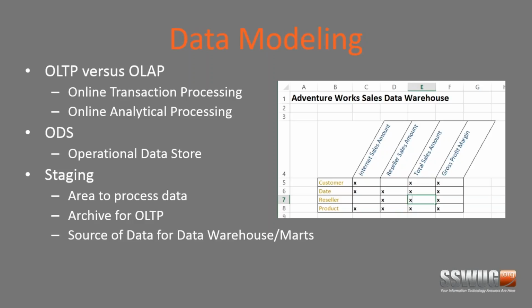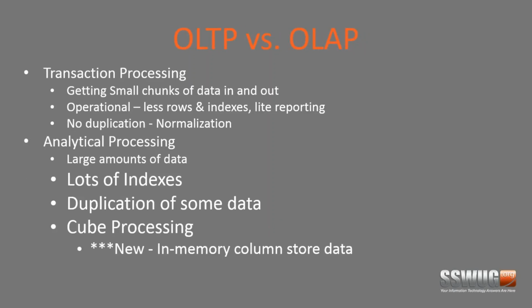You might also have a staging area. This is where you archive from the transaction. It's a source of your data warehouse and data marts. It might be even just an area where you temporarily place things in the transformation stage of ETL. So again, the transaction processing is a lot of getting small chunks of data in and out. It's operational, which means less rows and indexes and very light reporting. But you do normalization inside of a transaction system, which means no duplication.